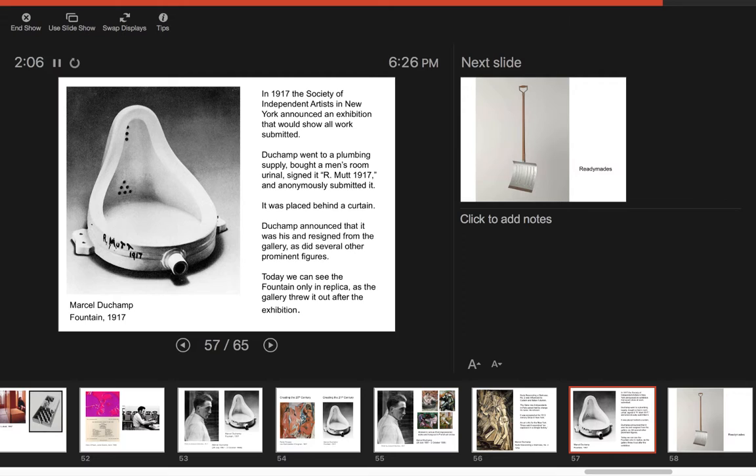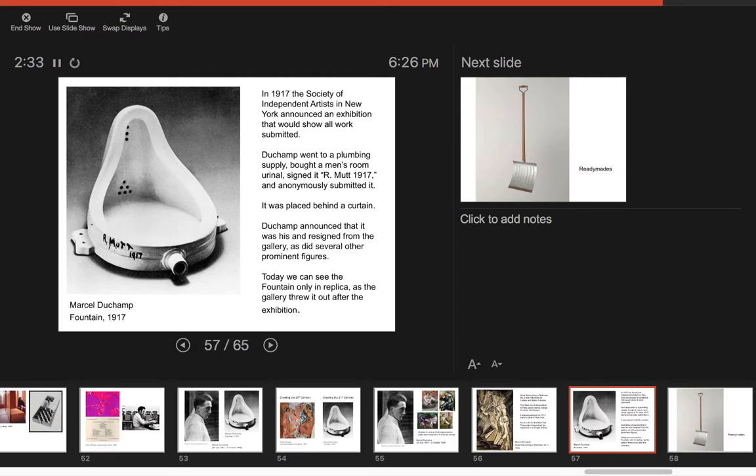Somebody thought it was plumbing. You know, some urinal had been ripped out of the men's room. They put a new one in, and they threw it away. So they have it in various places, including the best Duchamp collection in the Philadelphia Museum. I'll show you that in a minute. But it's a reproduction.